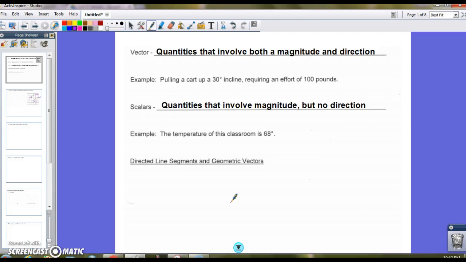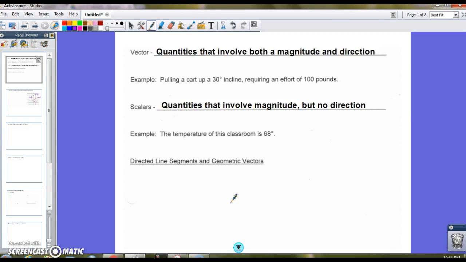Let's talk about a vector. A vector is a quantity that involves both a magnitude and a direction. So for example, you'll see written there, pulling a cart up a 30-degree incline, requiring a certain amount of effort. Right? So that is a vector. It has both magnitude and direction. A scalar is something that has only magnitude but no direction. So for example, the temperature of a room is 68 degrees. So that would be an example of a scalar quantity. If you want to pause the video and make sure you can write those down, you can start the video up again when you're all set.